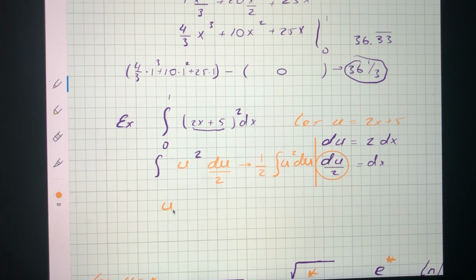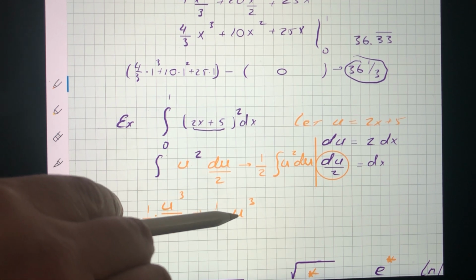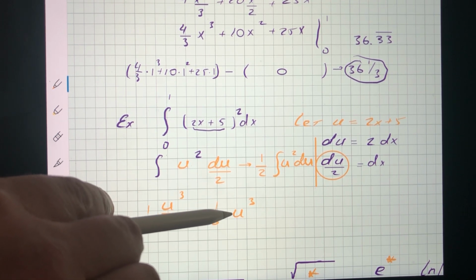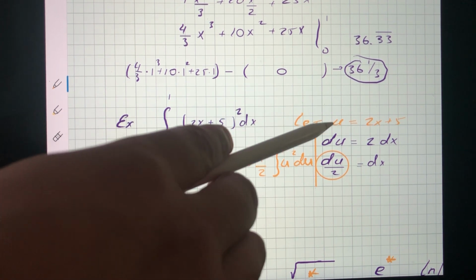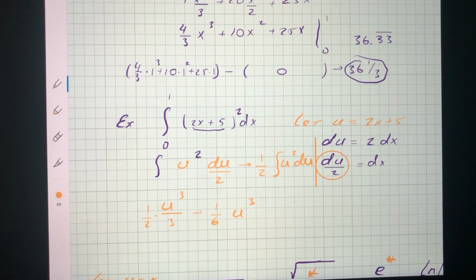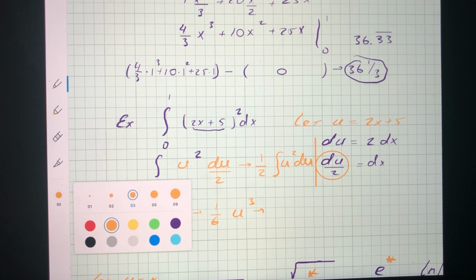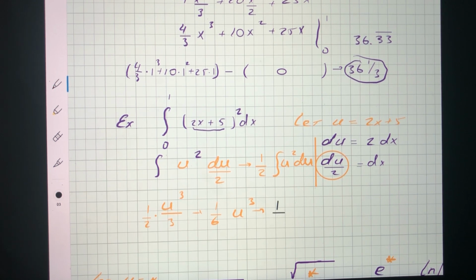Now, how do you take an integral of u to the 2? Well, we add 1 to the power and we divide by it. There was also 1/2 outside that we just took out. So that makes 1/6 of u to the 3rd. Now, we remember that we didn't have the u to begin with. We have to go back to the variables that we started with, which is the 2x plus 5 is the u. So we replace the u with what it actually is, and we would have 1/6 times u, which is 2x plus 5 to the 3rd, and then we're evaluating from 0 to 1.